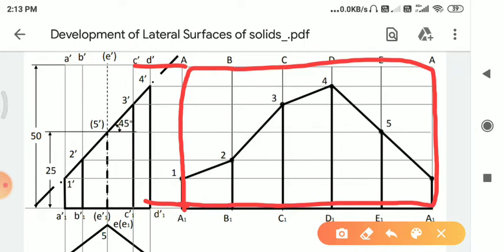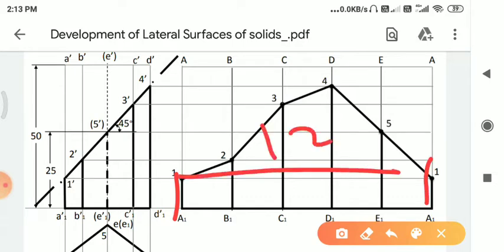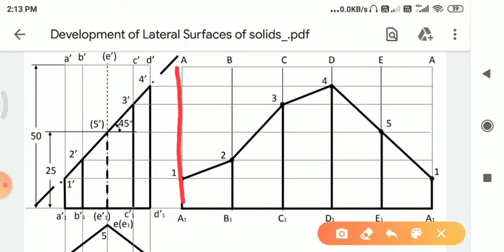Number of sides: how many sides does a pentagon have? 5. What is the size of the pentagon side? It's 25. 25 into 5 means how much? 125. So this total distance is 125, and each side is 25. So you have to draw that much length. Okay, then you complete this figure. Here also you draw the rectangle very light.